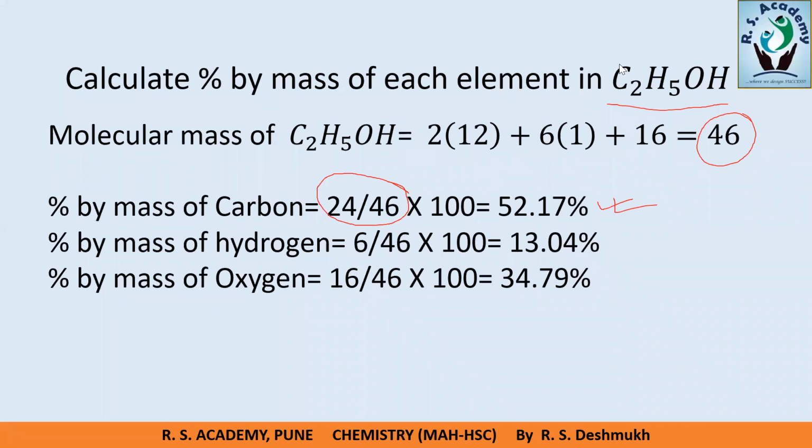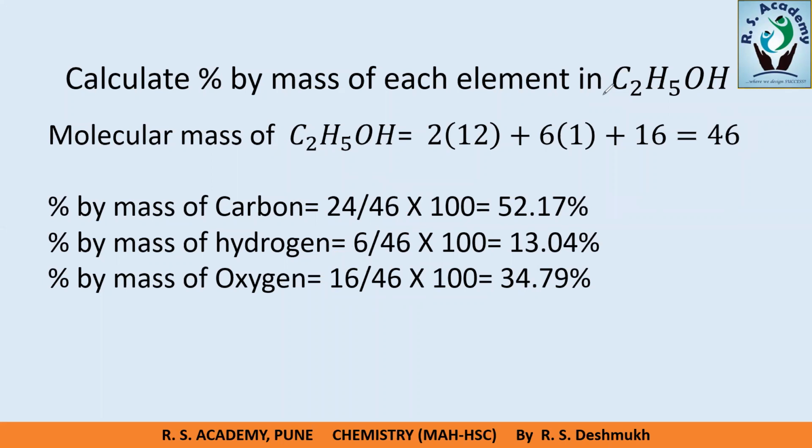Same thing if I go for the hydrogen, the total number of atoms are 6, 5 plus 1, 6. Each hydrogen atom measures 1 unit, so it is 6 upon 46 into 100, and last one is oxygen, which is 16 because the atomic mass of oxygen is 16, so 16 upon 46 into 100. I think we have already done this work previously also, isn't it?